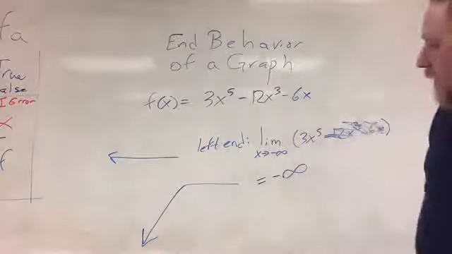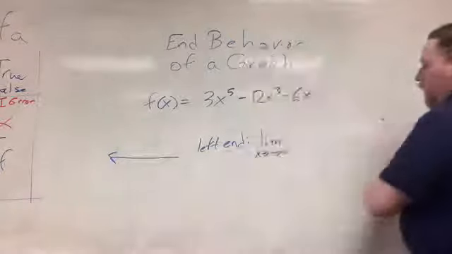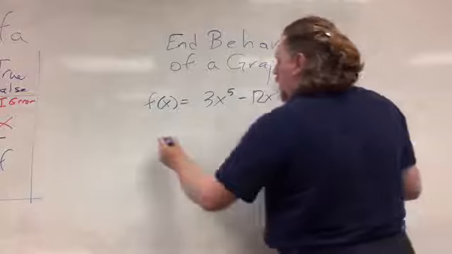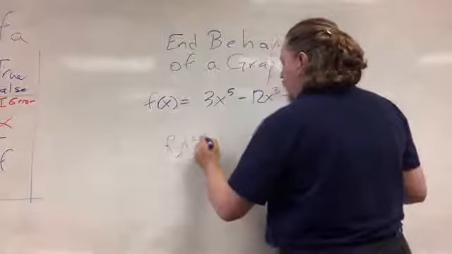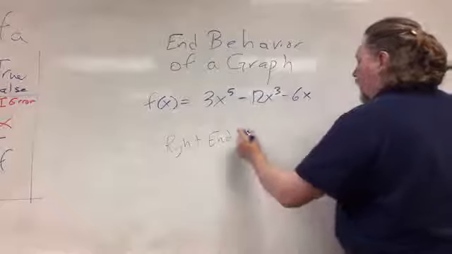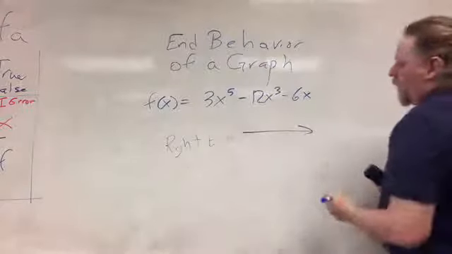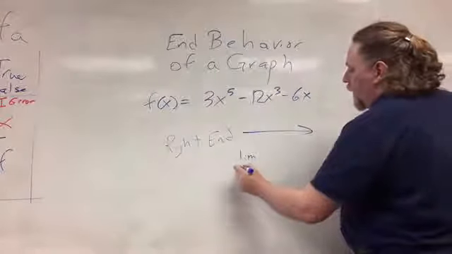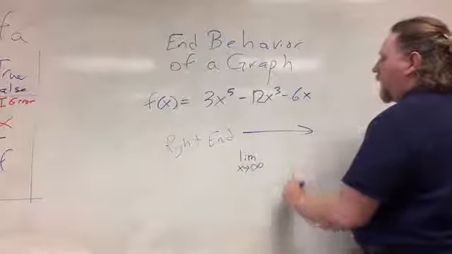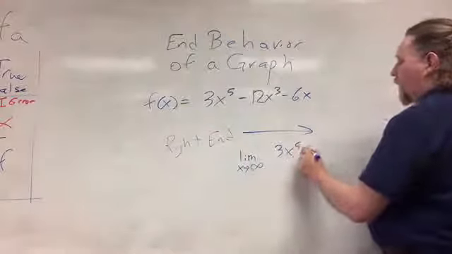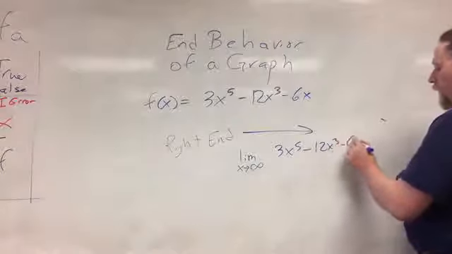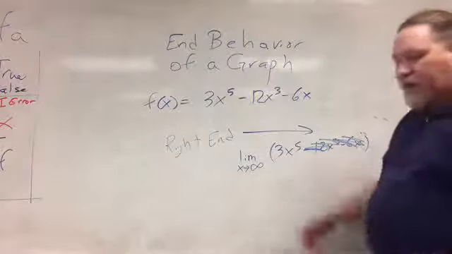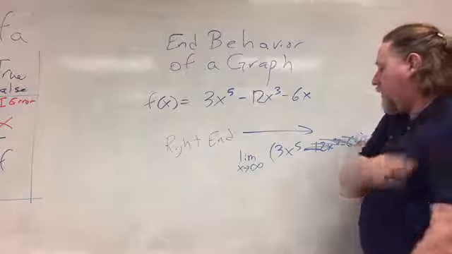Okay, well, what about the right end behavior? Well, no problem there. To do the right end behavior, I want to know what's happening as we go this way, off to the right. Does the graph go up? Does the graph go down? Does the graph level off? We're going to take the limit as x goes towards positive infinity of 3x to the 5th minus 12x cubed minus 6x. And again, the 12x cubed and the 6x just can't compete with 3x to the 5th because it's the highest degree.